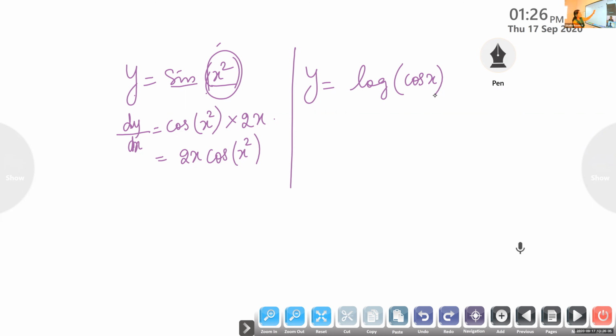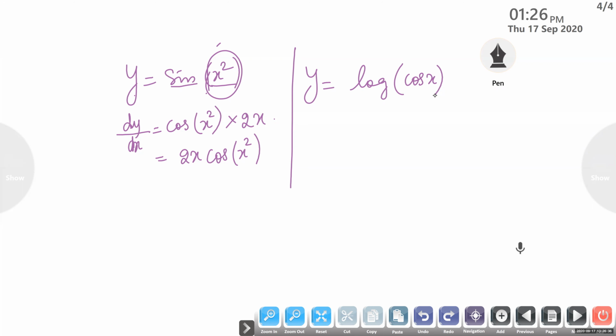y is equal to log cos x. Which are the functions we are using here? Log, and very good, cos x. What is the derivative of log x? The derivative of log x is 1 by x. Today morning we wrote it. Derivative of log x is 1 by x. What is the derivative of cos x?